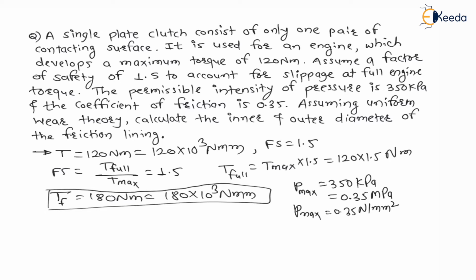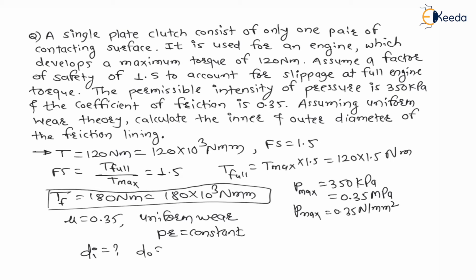Again come to the given data. The coefficient of friction is 0.35, which means coefficient of friction mu is equal to 0.35. Then, assuming uniform wear theory, calculate inner and outer diameter of the friction lining. Now we have to assume uniform wear theory, right? Uniform wear theory means the product of pressure and radius is constant. By assuming this, we have to find inner and outer diameter, that is, inside diameter di is equal to question mark, and outside diameter do is equal to question mark. My dear students, here there are two unknowns.